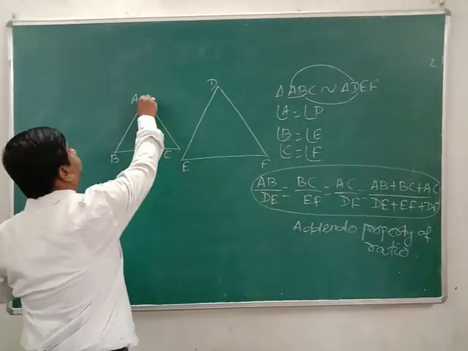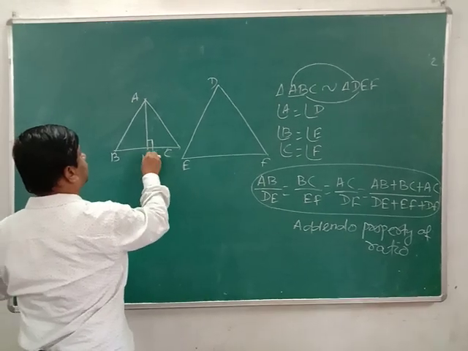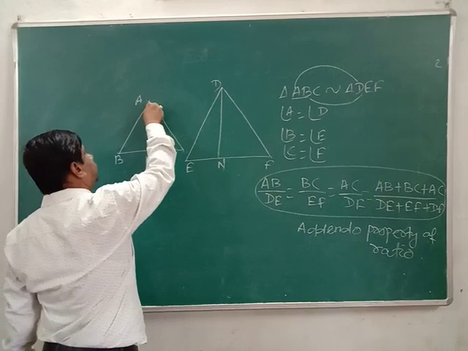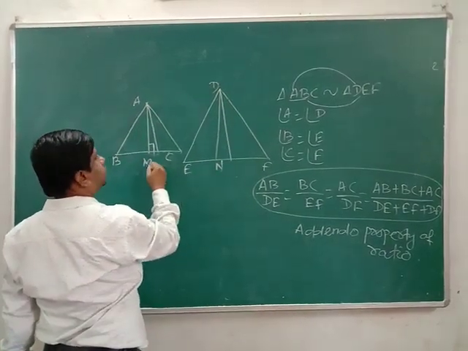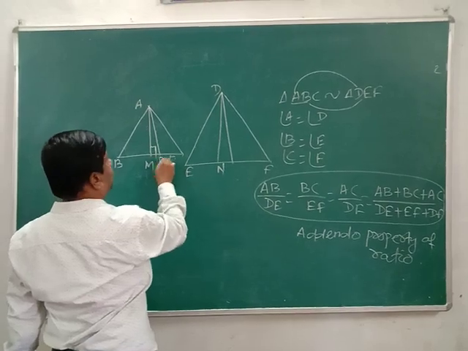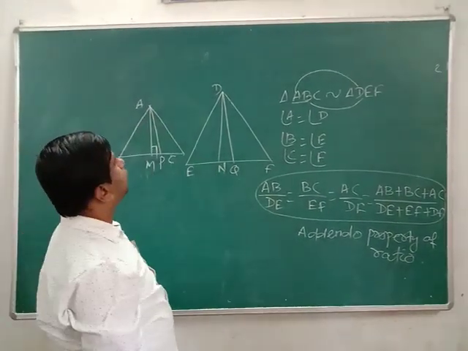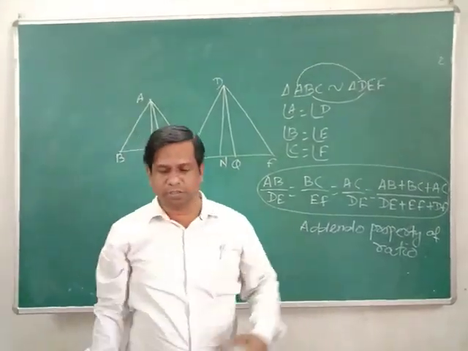And the ratio will also be equal to the ratio of their heights or corresponding altitudes. Suppose this is M and this is N. This is also equal to the ratio of their medians. Suppose this is P and this is Q, and that is also equal to the ratio of the corresponding angle bisectors. Thank you. Next class we will discuss another concept.